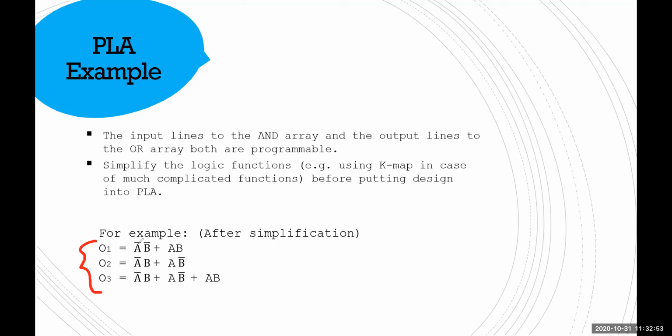Now, how many expressions do you have? You have A bar B bar. This is one. You have AB. This is two. Another one, you have A bar B. This is another one. You have A B bar. This is another one. You have A bar B, but it is already common, so we do not have to do it again. A B bar is already common. AB is already common. So we actually need only 4 AND gates. That is the number of AND gates. Okay, done. So 4 AND gates.